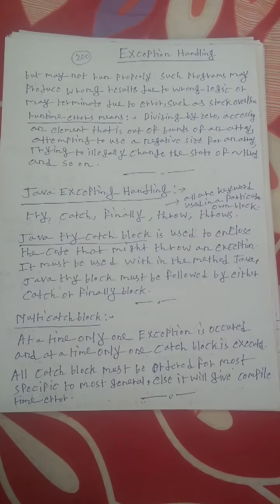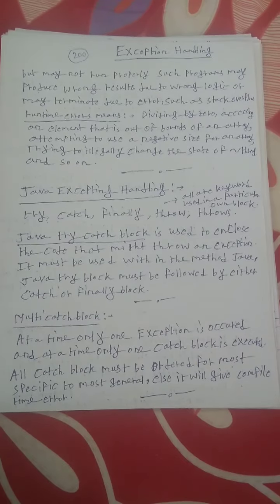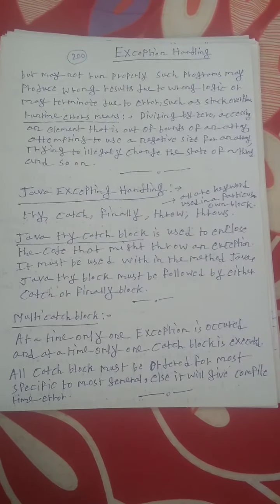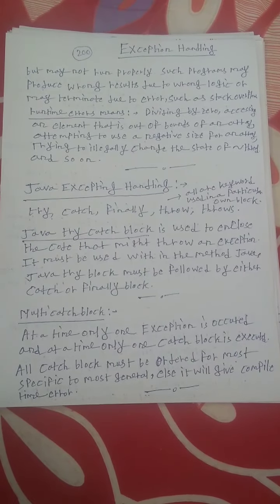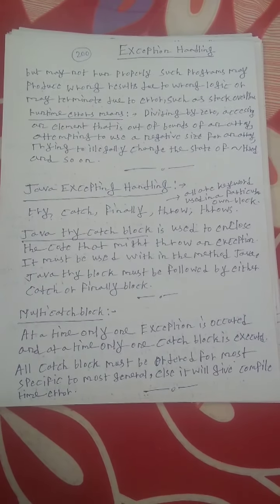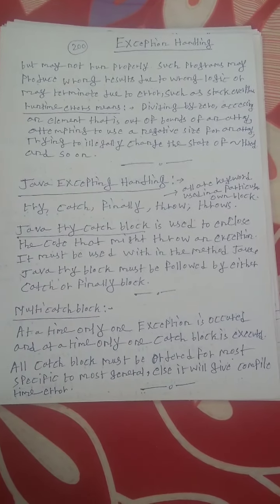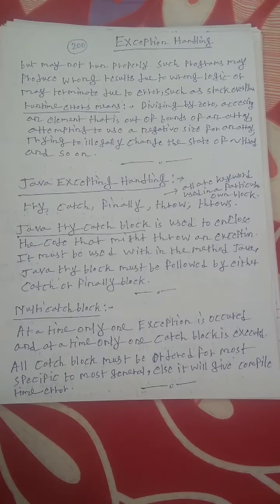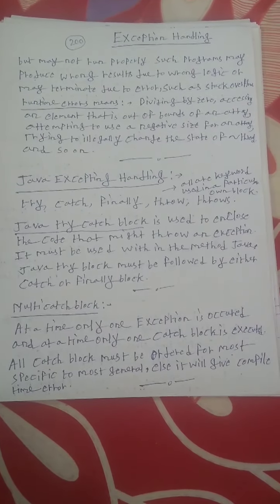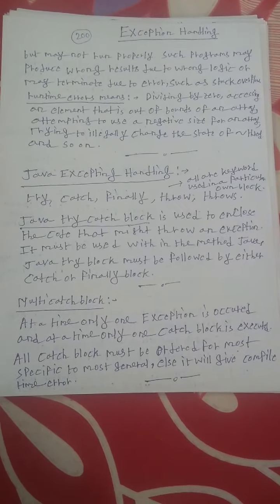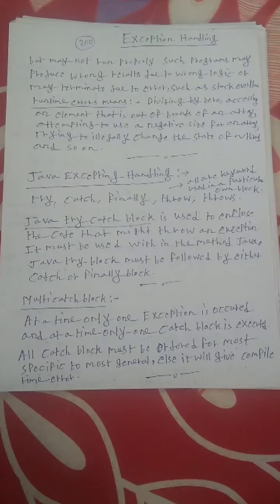So Java exception handling is mainly handled by a few blocks: try, catch, finally, and throws. All are keywords used in their own particular blocks. So these are also called keywords in Java. Java try-catch block is used to enclose the code that might throw an exception. It must be used within a method. A Java try block must be followed by either a catch or finally block.